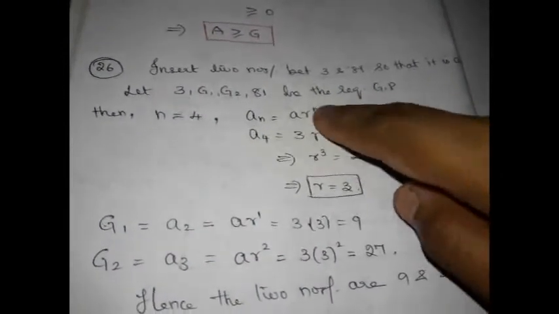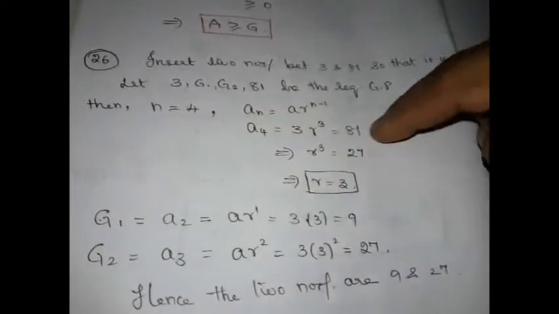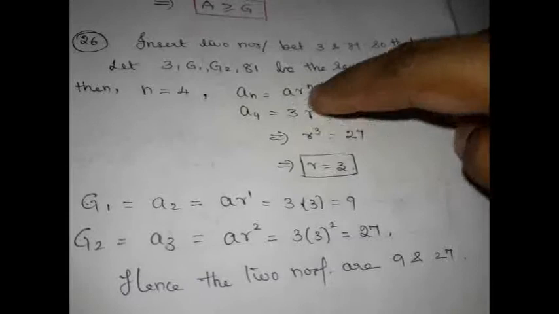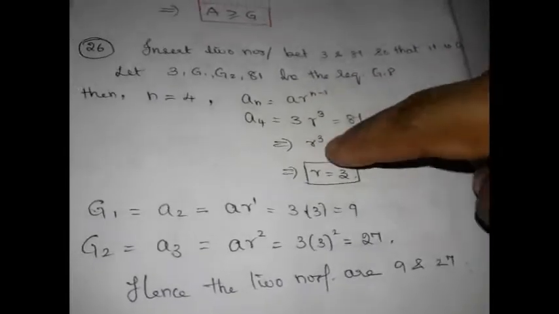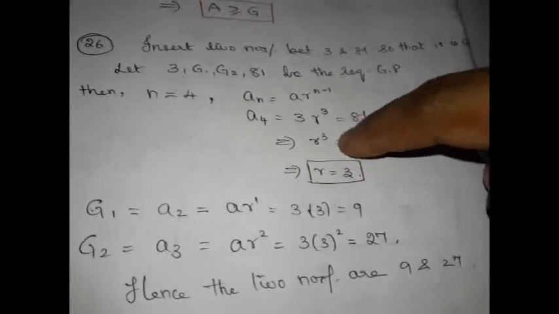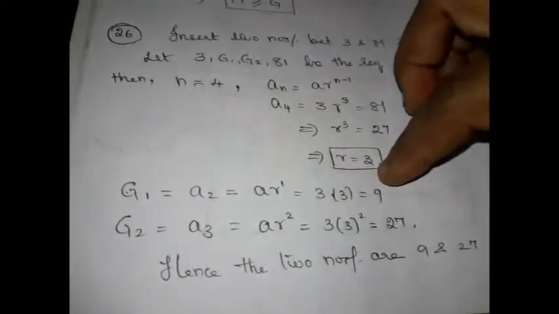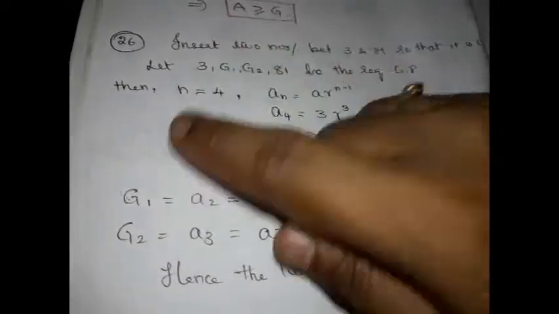So 3r cubed is equal to 81, right? So r cubed is going to be 27, because 3 and 81 have cancelled here. So r is going to be the cube root of 27, which is 3. So we got what is our a and what is our r. So we can find what is our G1.